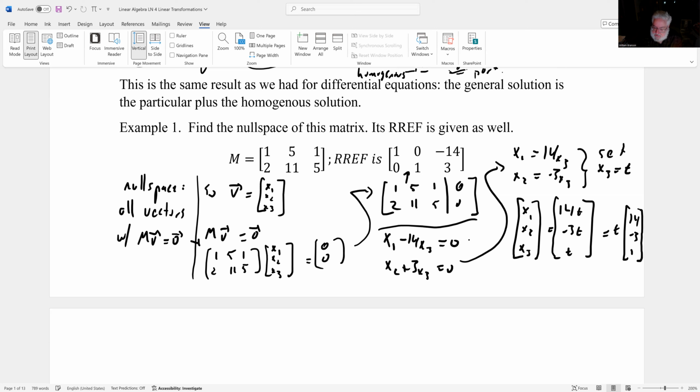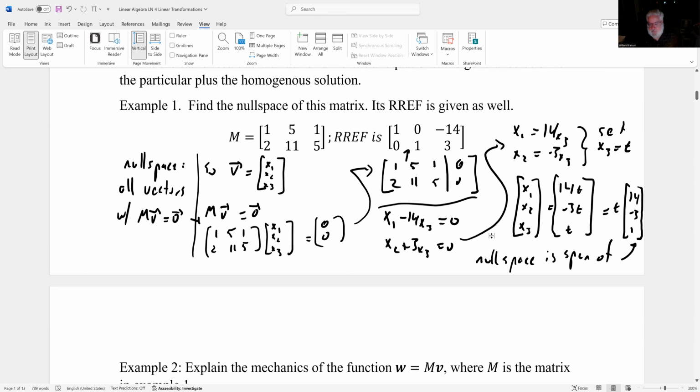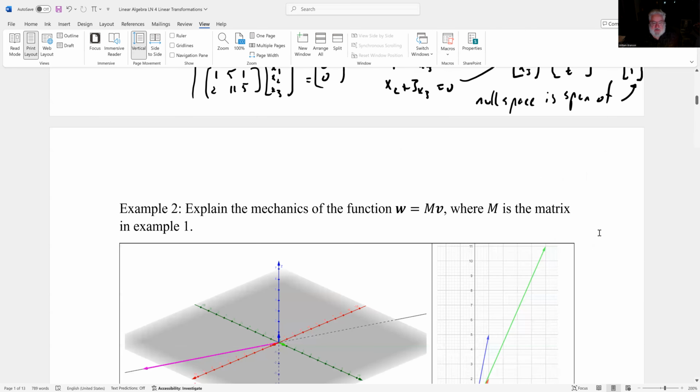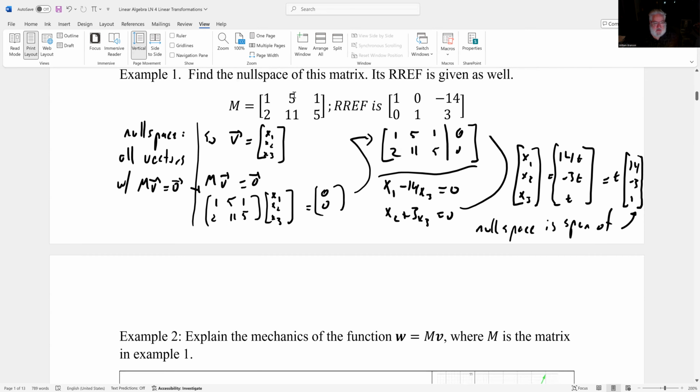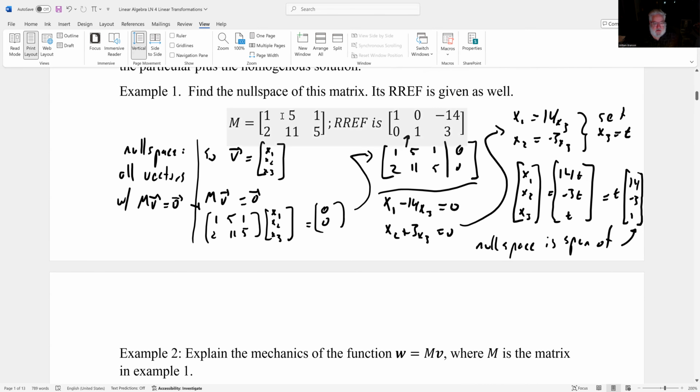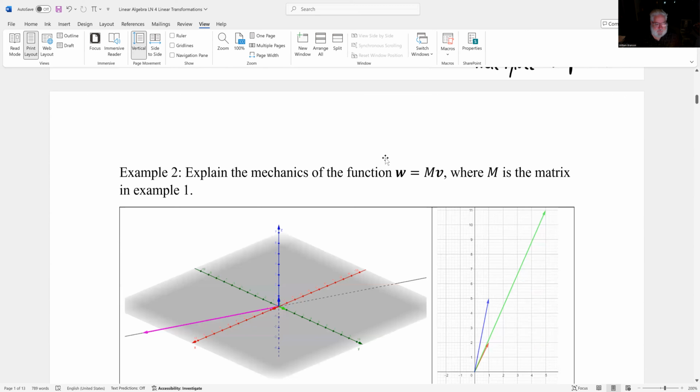The null space is the span of that vector, right? Because it's everything that's a multiple of (14, -3, 1). So we set this equal to 0, we find the row reduced echelon form, and then you get a parameter. So here's our matrix.